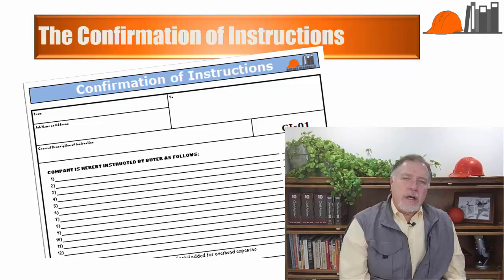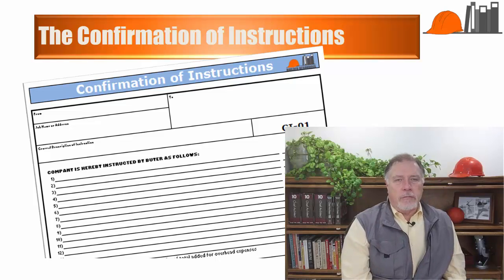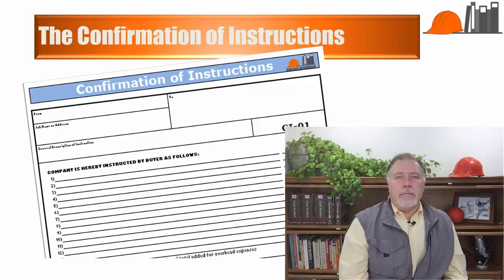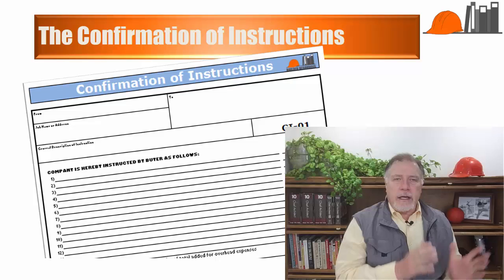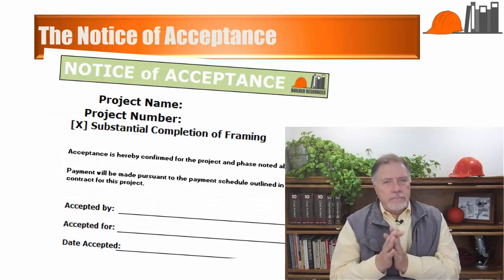A series of the confirmation of instructions, along with the daily progress report, which we'll discuss in another course, also enables you to follow the history of events as they unfold in the execution of a project. This feature is critically important when it comes to explaining the chronology of events to the customer, the lender, or the judge.